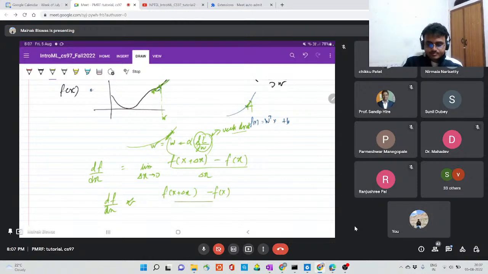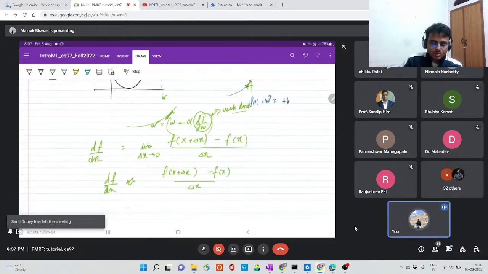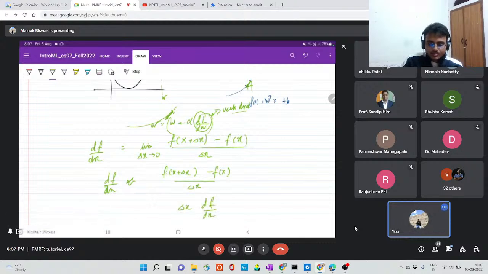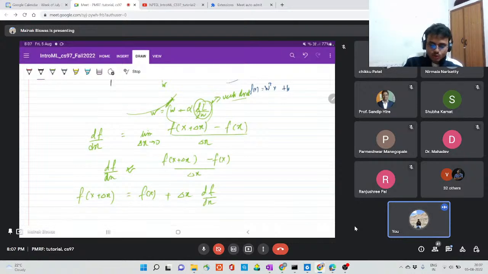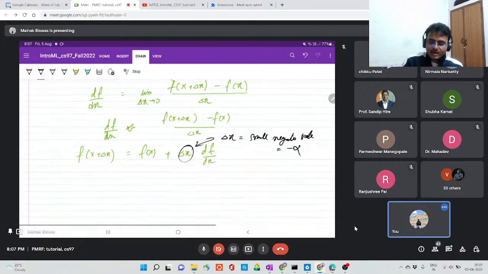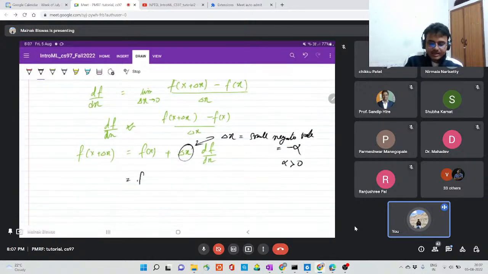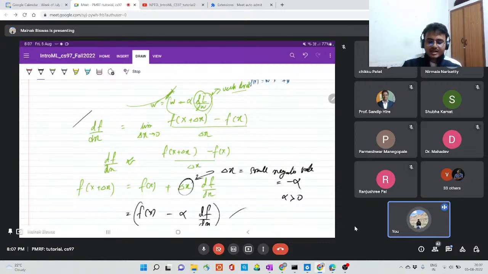Yeah, so this is what I'm doing. This delta x into df/dx plus f of x is your f of x plus delta x. If we take delta x to be a small negative value, say equal to minus alpha, where alpha is greater than 0, you get f of x minus alpha df/dx. Does that give you a baseline understanding of gradient descent?